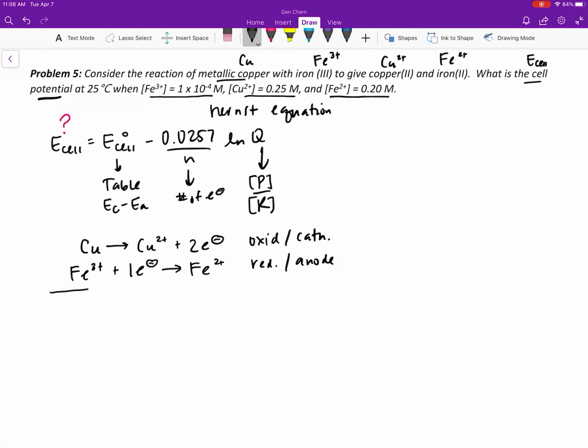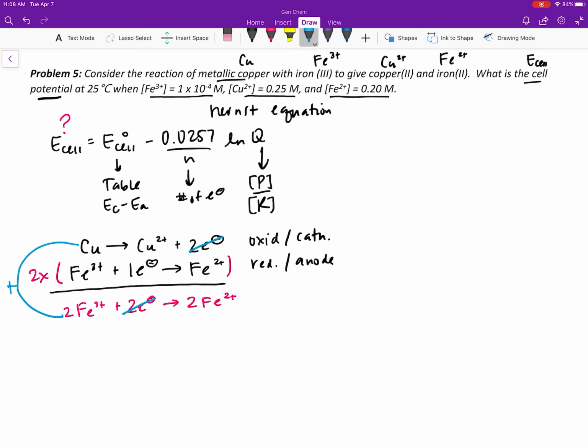Okay, now if you remember, we need to take into account the differences in the number of electrons. So I'm going to multiply this by 2, which is going to then give me iron 3 plus 2 electrons plus 2 iron, 2 pluses. So 2 of everything. Now, if I'm going to add these two together, I can see my electrons are going to cancel out. And when I total them up, I'm going to go ahead and add this information.